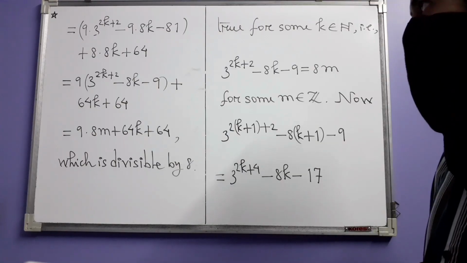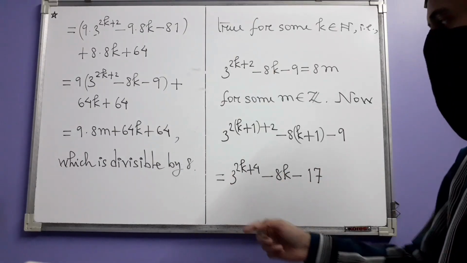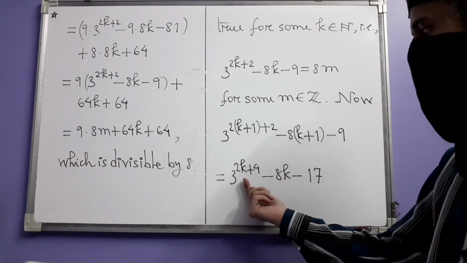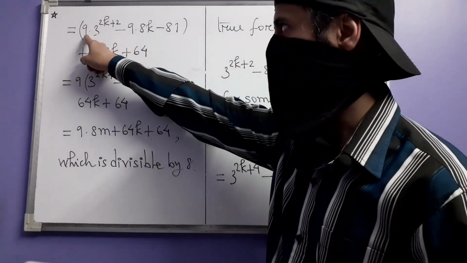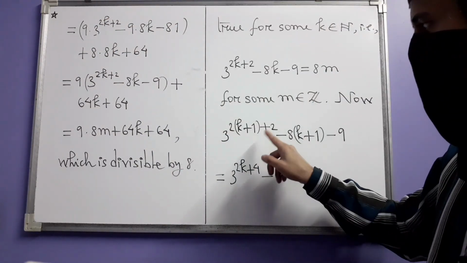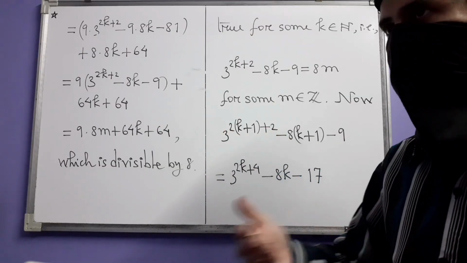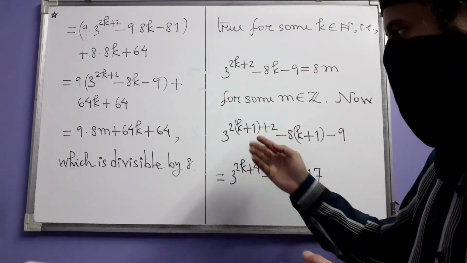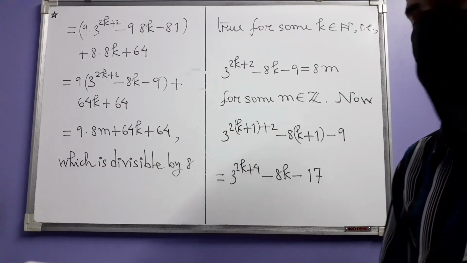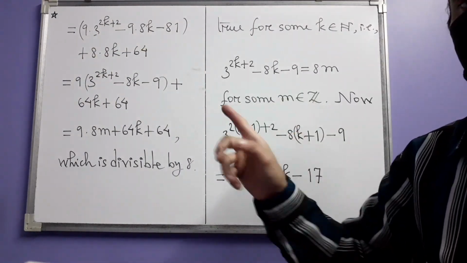And then what we do, you know what to do, you try to bring this thing here. From this, you already see that you have 9 times 3 to the power 2k plus 2. Actually you can do that here itself. You take 3 square outside. Outside means you just break it apart. So that way you get 9 here, and you are left with 3 to the power 2k plus 2.